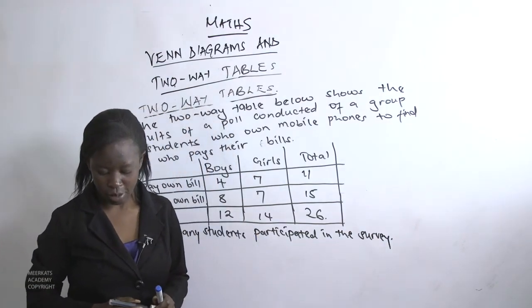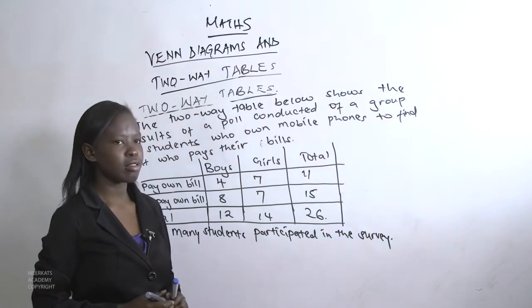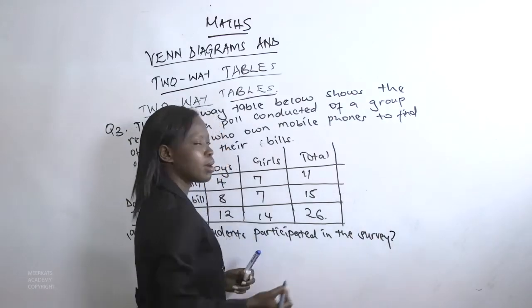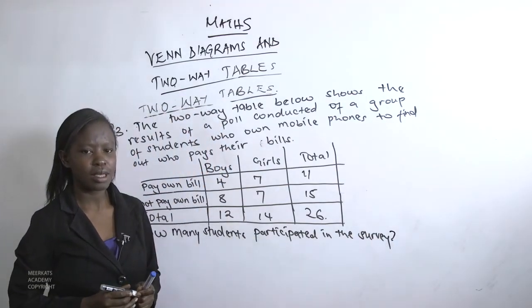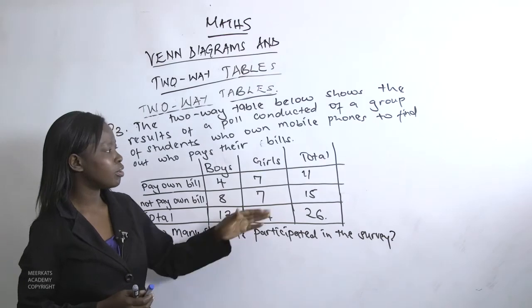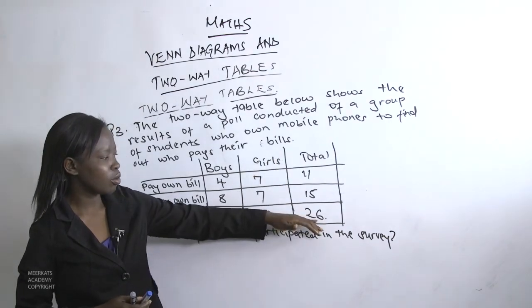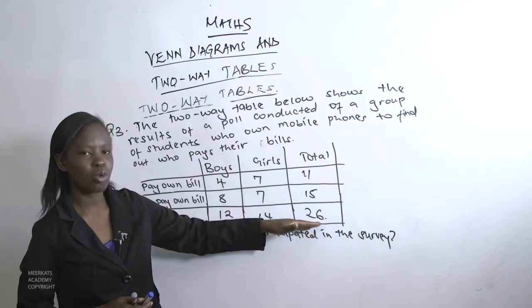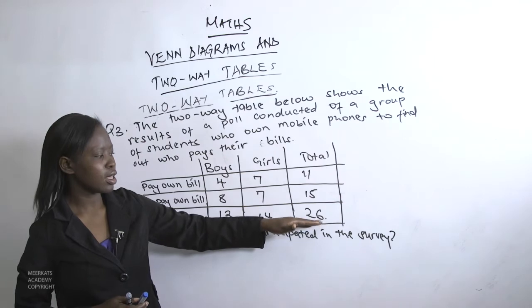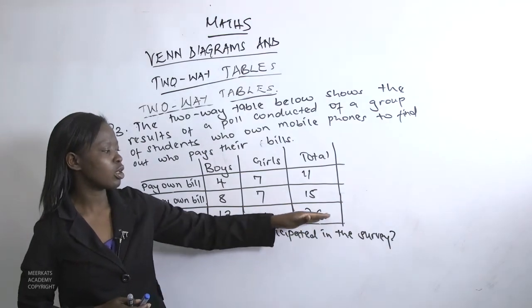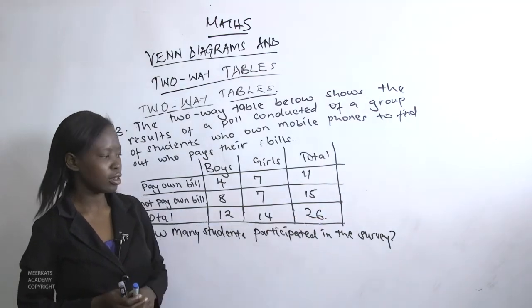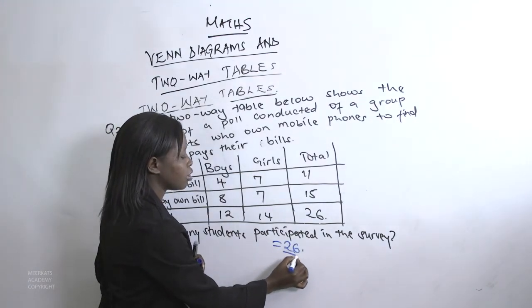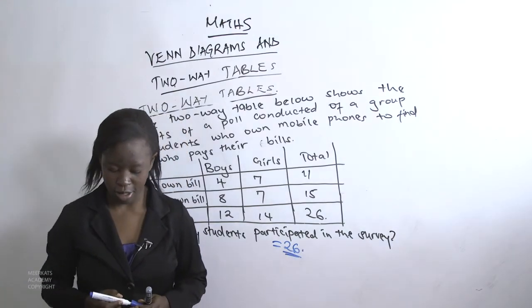we need to find out how many students participated in this survey. So to get the total number of students who participated in the survey will simply be obtained by finding out on the total column what is the total of these students who are engaged in the survey, and we get that from the total column. What we have as the total is 26. So it means a total of 26 students participated in the survey.